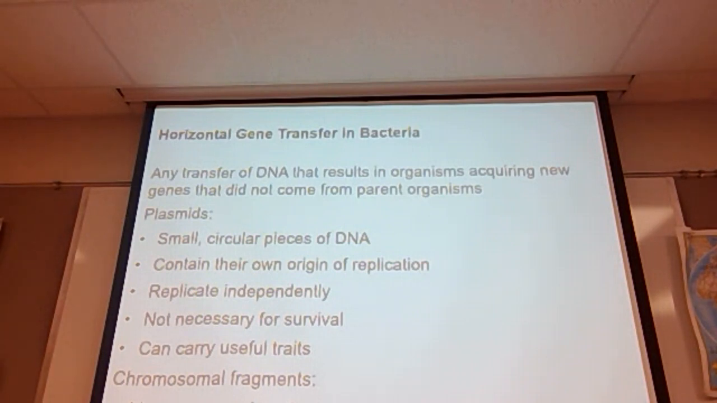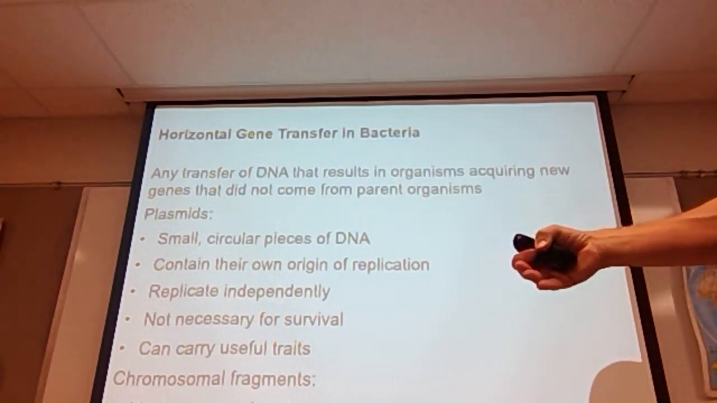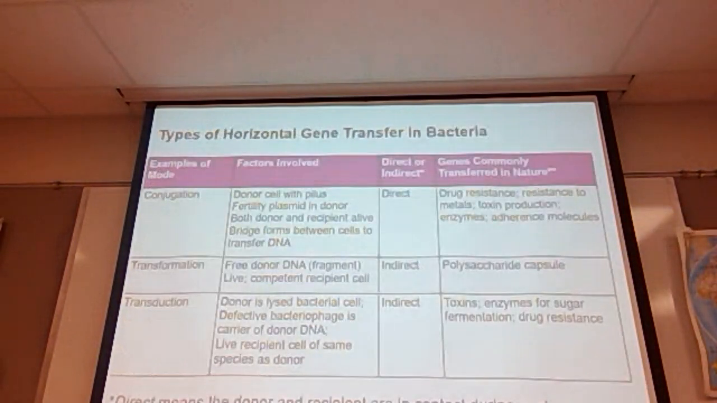There are also structures called chromosomal fragments, which must be integrated into the bacterial chromosome in order to be replicated. So while the plasmid is not bound to the replication of the cell, chromosomal fragments are. Plasmids can replicate independently. Chromosomal fragments must replicate themselves as the cell itself is replicating.